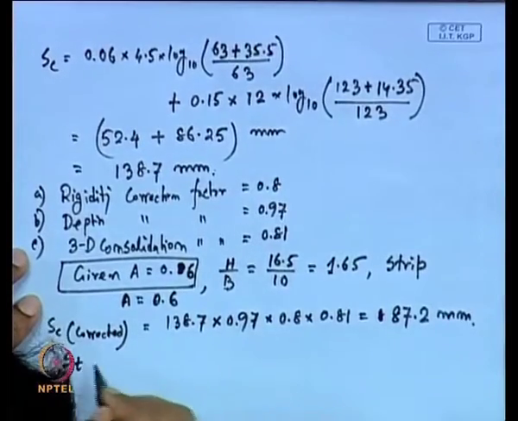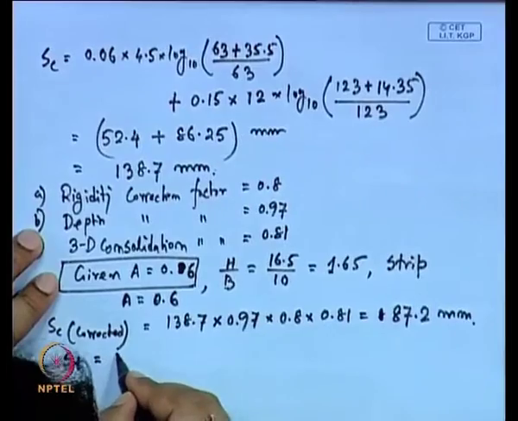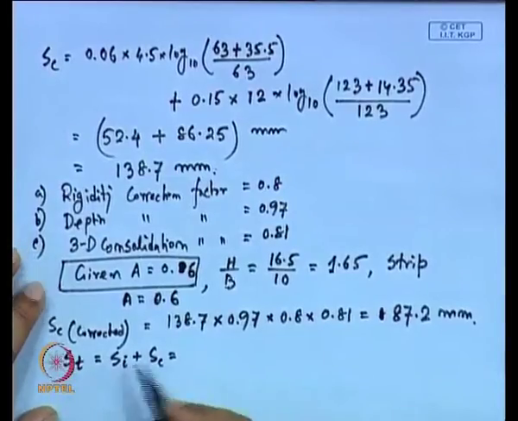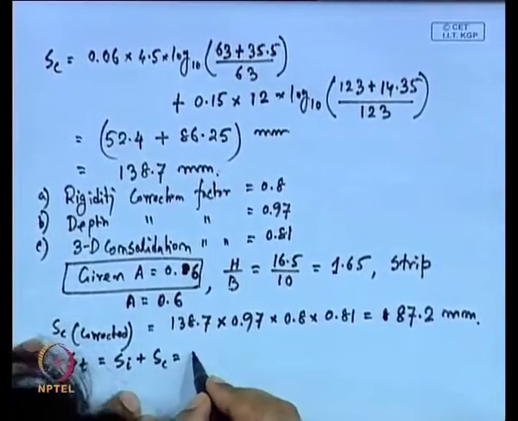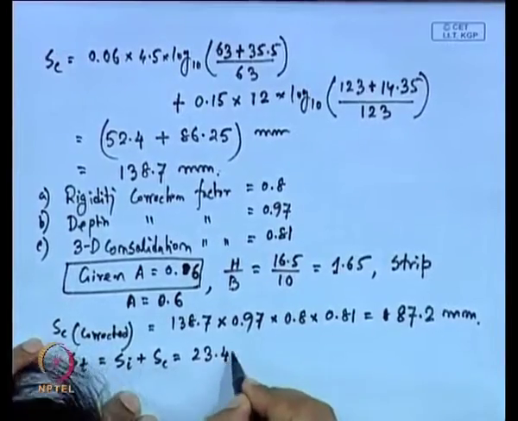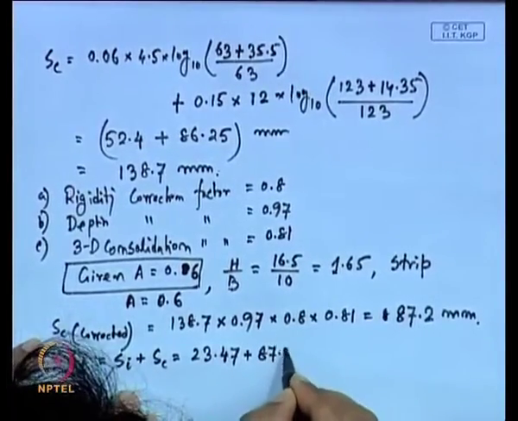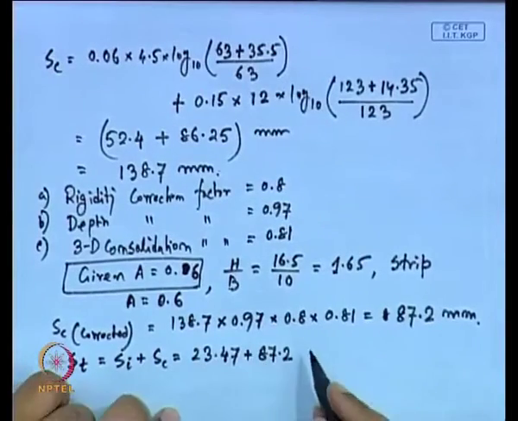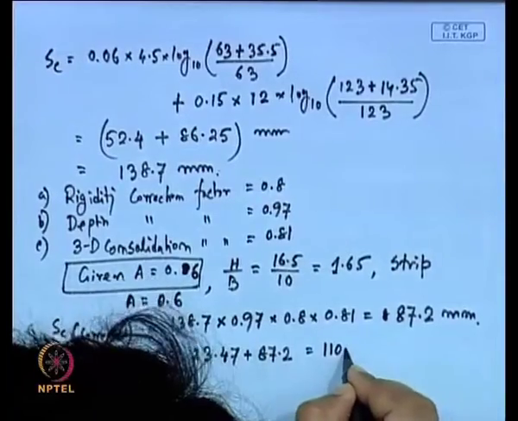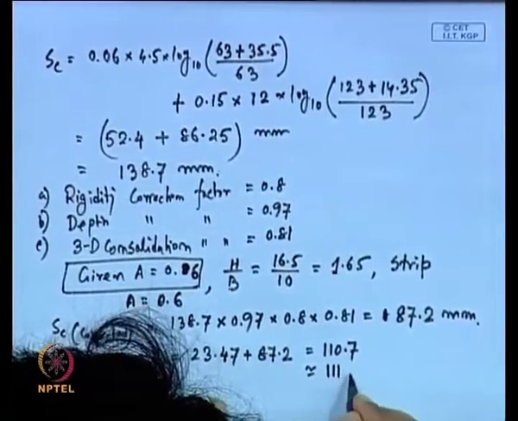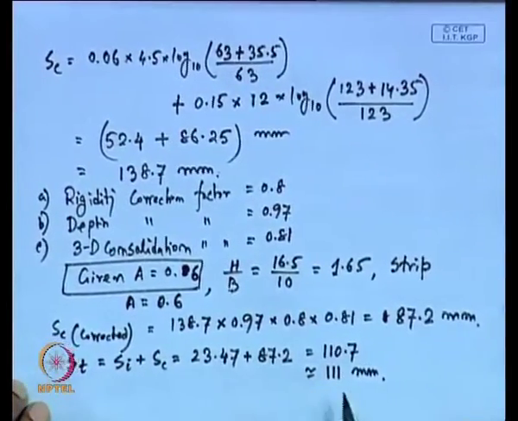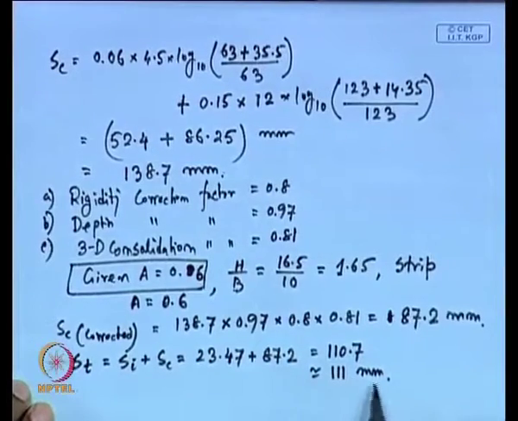So, total settlement, that is the immediate settlement plus consolidation settlement. You are considering only the immediate settlement and the consolidation settlement here. So, this is 23.47 plus 87.2. As I have mentioned, for clay type of soil, the consolidation settlement is more compared to the immediate settlement. So, this is coming out to be 110.7, so 111 millimeter. So, this will be the total settlement of the foundation, that is 111 millimeter.